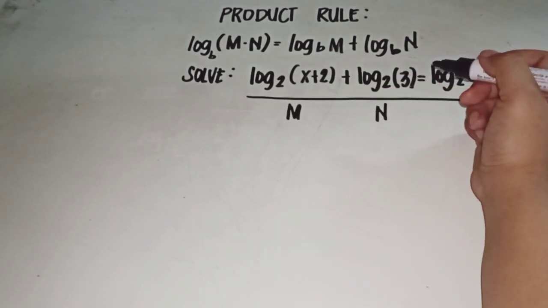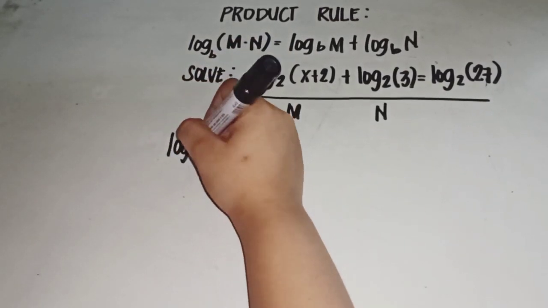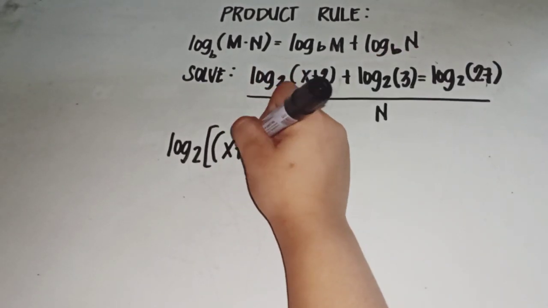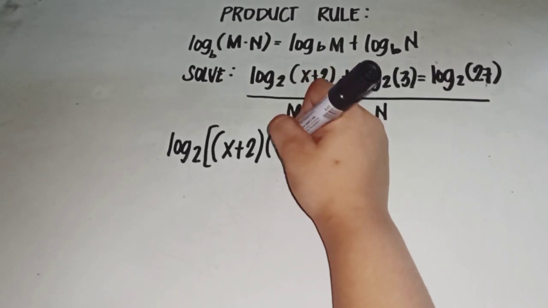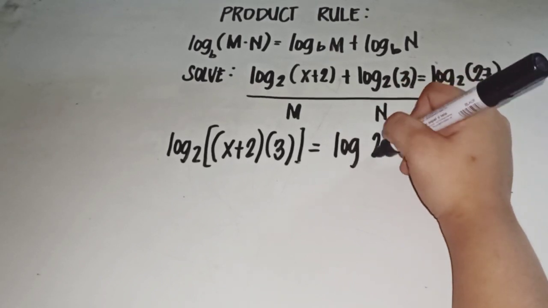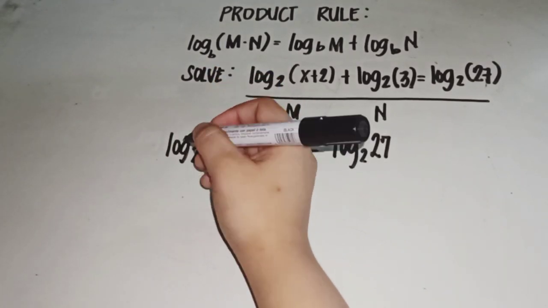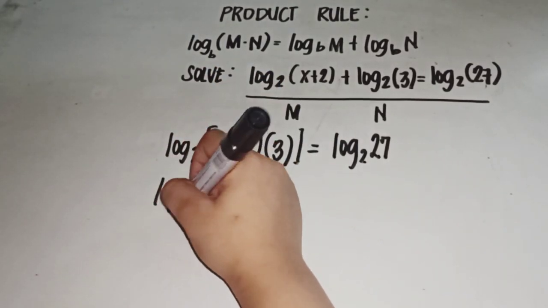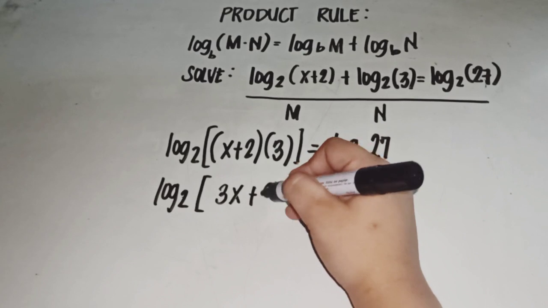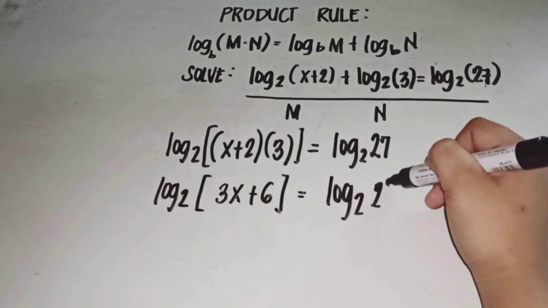So by using the product rule of logarithm, we will have logarithm base 2 of x plus 2 times 3 is equal to the logarithm of 27 to base 2. We simplify this one in the brackets. So logarithm base 2 of 3x plus 6 is equal to log base 2 of 27.